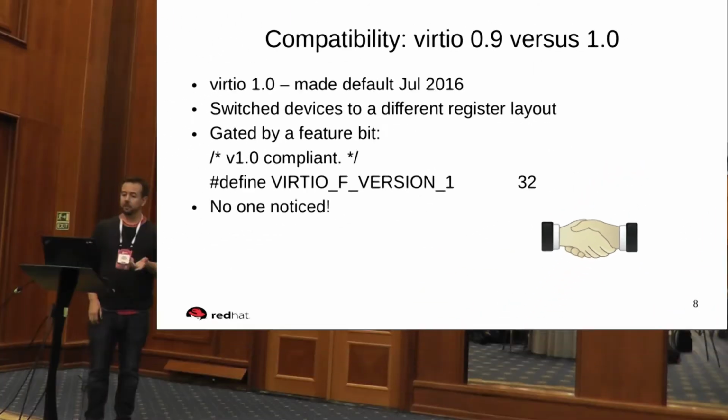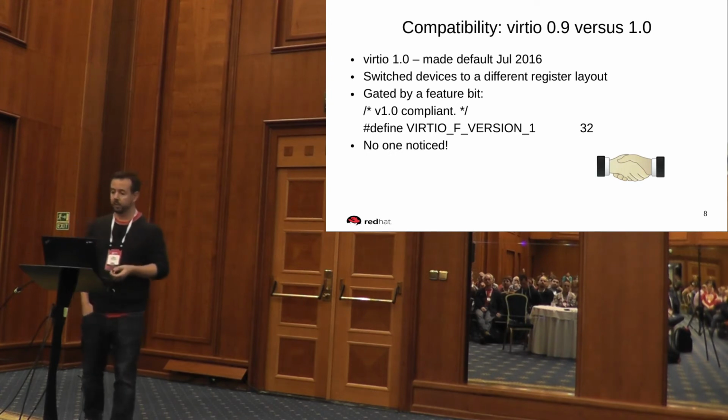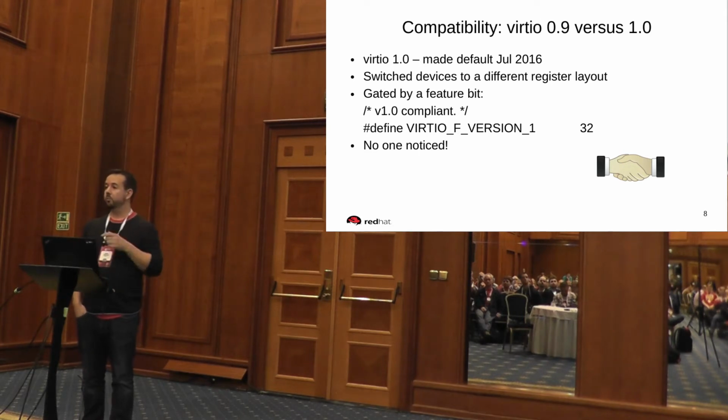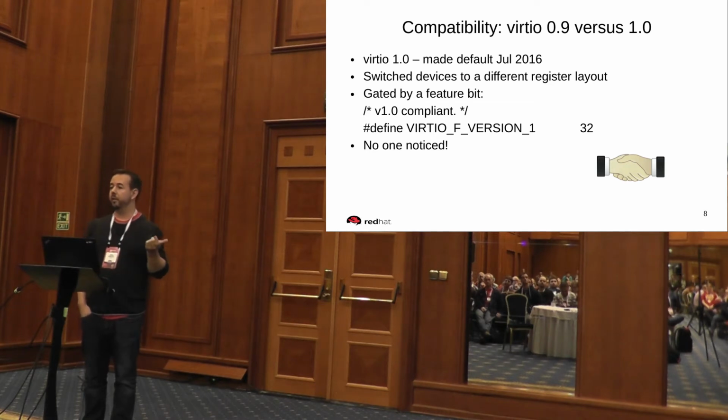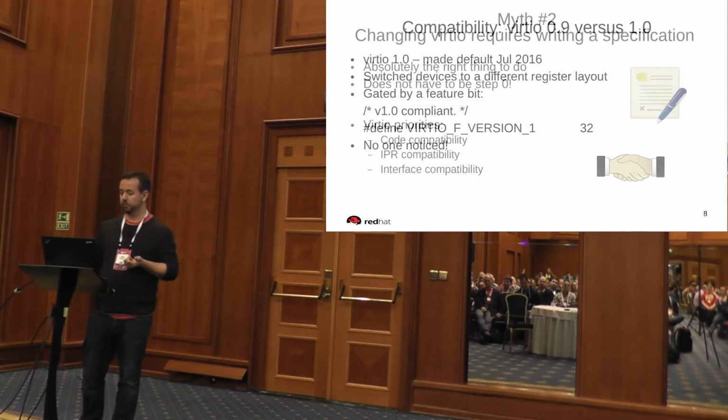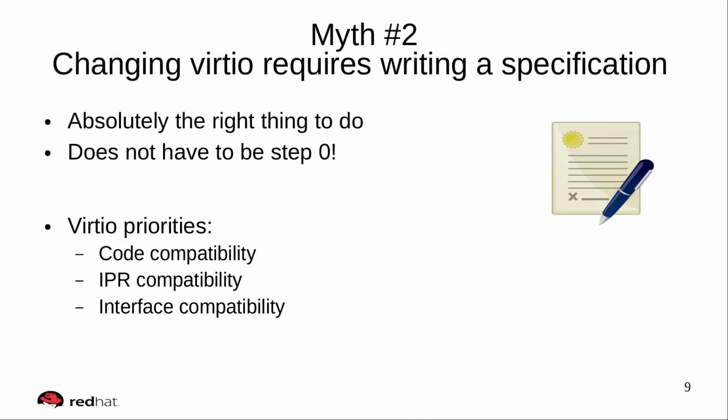In fact, this feature negotiation is working quite well. We have been able to transition from Virtio 0.9 to a completely different register layout with Virtio 1.0 without breaking any devices or drivers. The default was changed in QEMU 2.7. That was about a year ago, and so far there have been a few bugs but no major complaints about compatibility. So it is working quite well. We can say that we can make big interface changes here without breaking compatibility. Next myth.